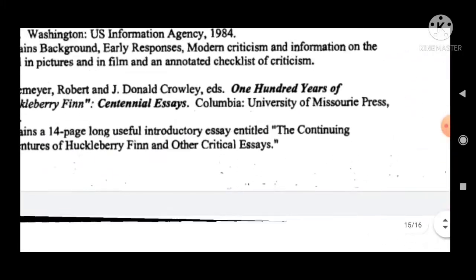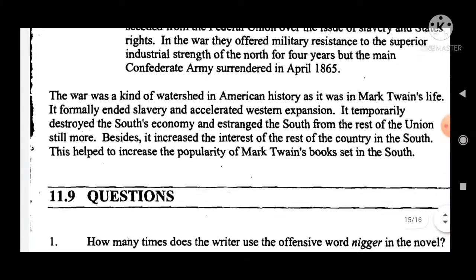So here it is, Unit 11. That is the background of Huckleberry Finn.